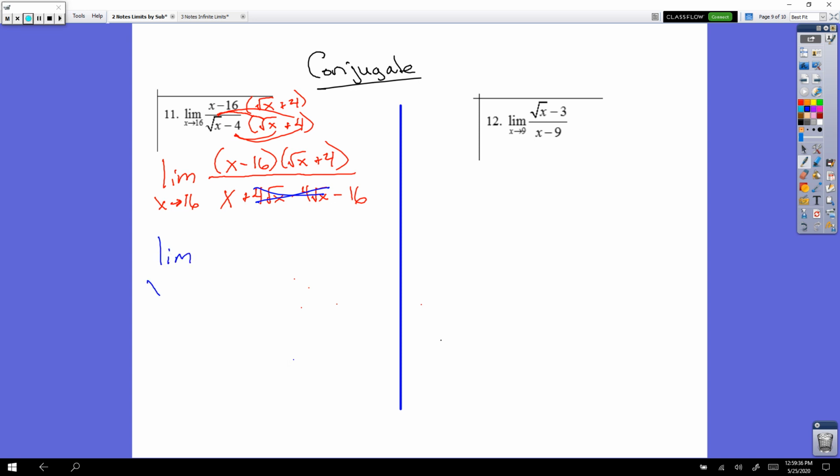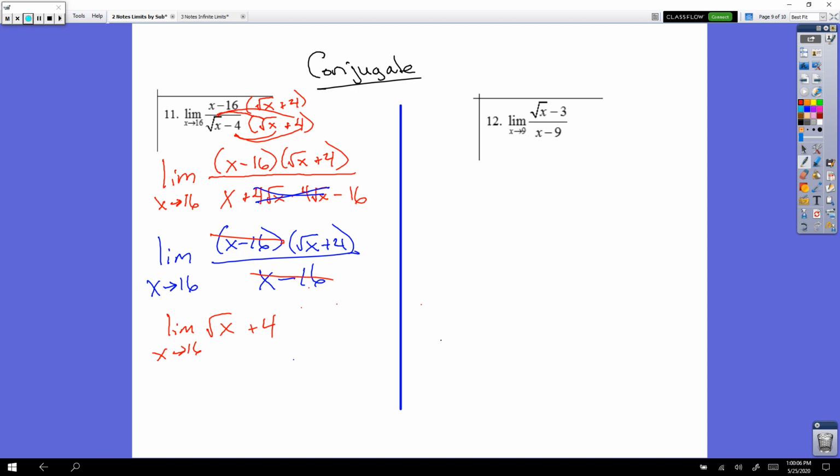We have the limit as x approaches 16 of (x minus 16)(square root of x plus 4) all over x minus 16. Now, I don't have plus or minus signs in between my two parentheses. It's multiplying, so I can get rid of the x minus 16s. So the limit as x approaches 16 of the square root of x plus 4. Now we can substitute. 4 plus 4 would be 8.